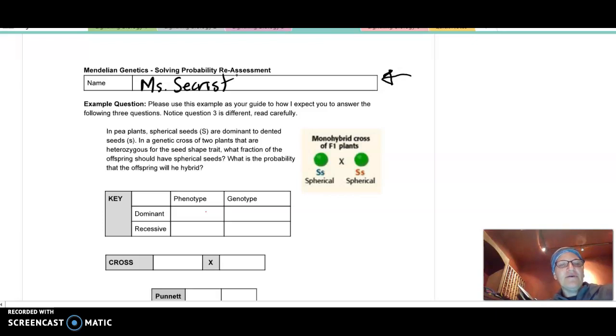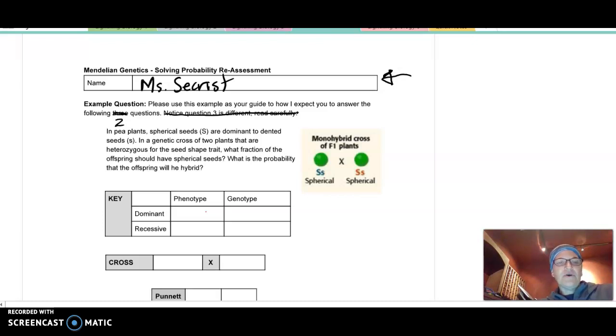So Ms. Sechrist. Don't type in my name, type in your name. Then it's going to have this example question, and yours is going to be filled in. But I want to walk you through how that got filled in to support you when you're doing your 2 questions. Please use this example as your guide to how I expect you to answer the following. There's not 3, there's actually 2 questions. Notice question 3 is different. Read carefully. That question has been omitted.